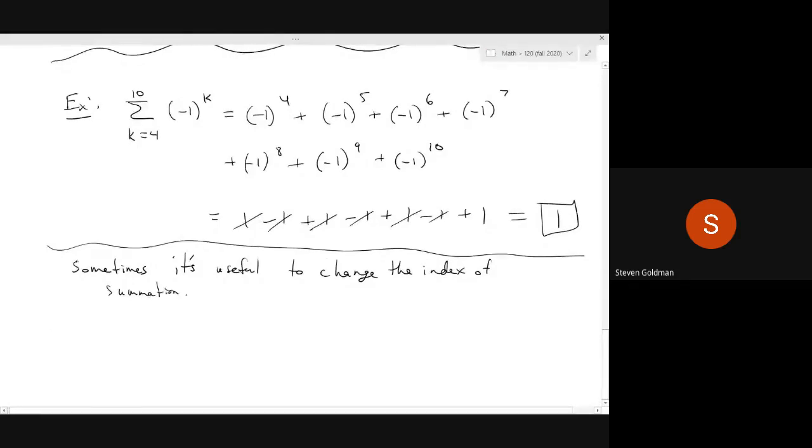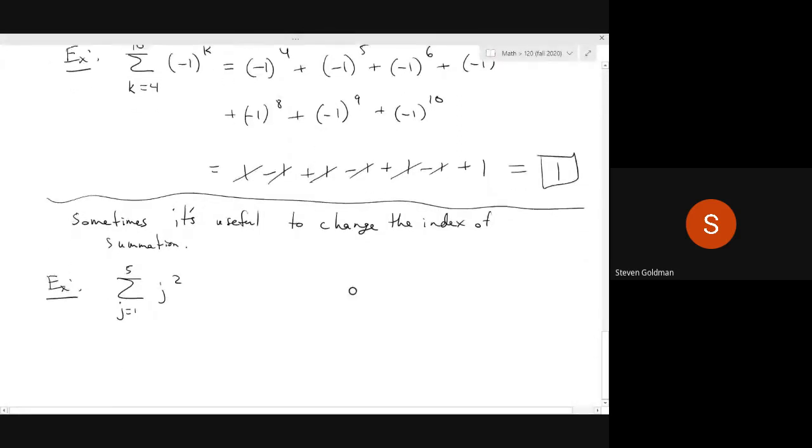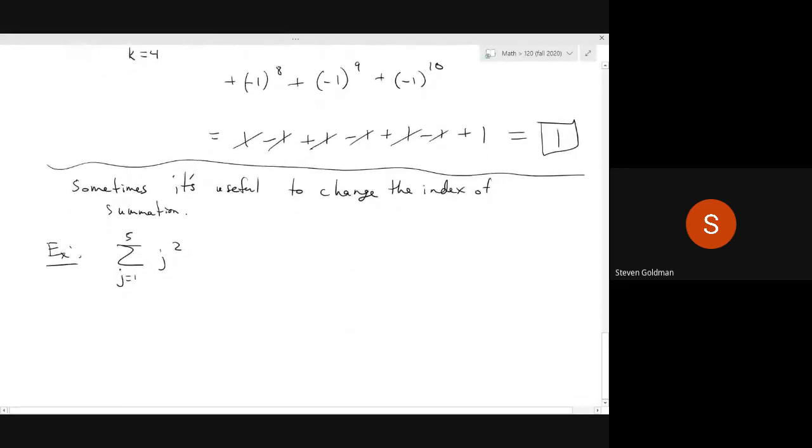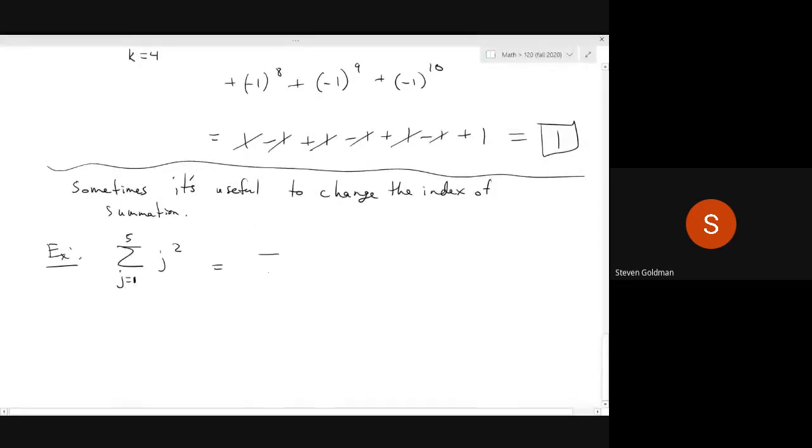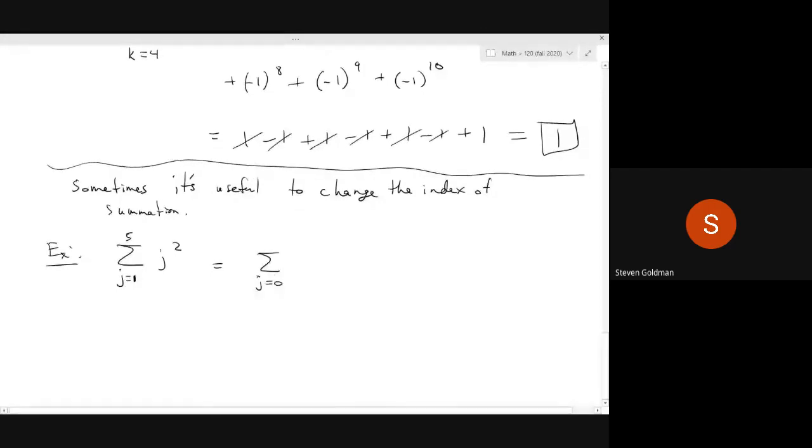Okay. So for example, let's say I have a sum from j equals 1 to 5 of j squared. Okay. But for whatever reason, let's say instead of starting at j equals 1, I want to write this expression starting from j equals 0. Okay. I can do that. I can rewrite this as starting from j equals 0. All right. But now I have to compensate for that. If I'm starting from 0, I'm going to also have to end at 4 now. So just like the 1 went down by 1, the 5 has to go down by 1. Okay.